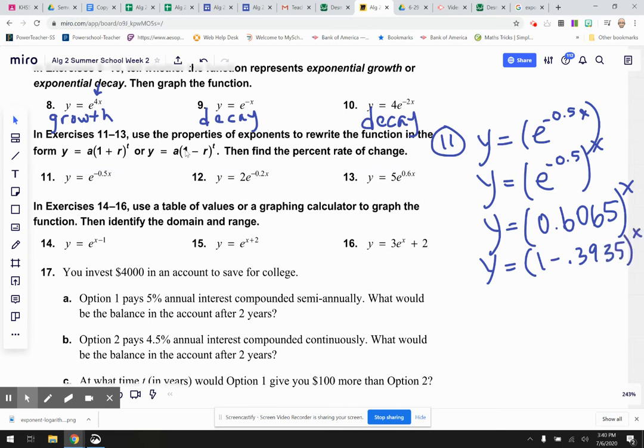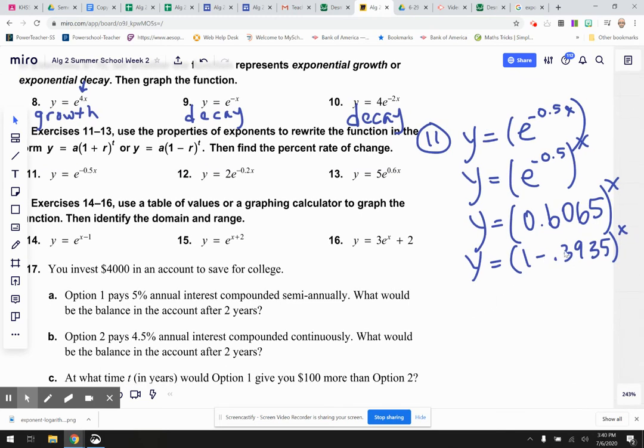Now we're in the right format. There's no number in front, there's no a, but we have the 1 minus because it's going downward. And so what we can tell about this is that it's definitely decaying. It's going downward. And it's going to decay at a certain percent.